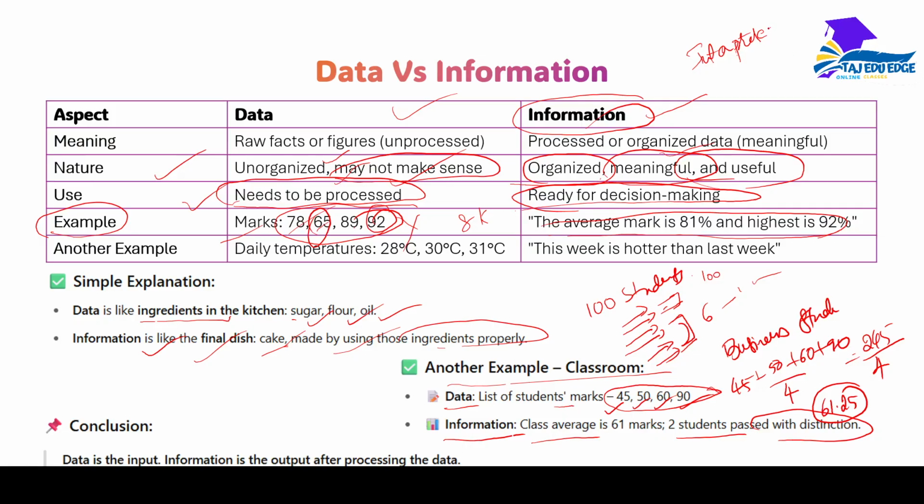Because sometimes in a few videos you may observe that they are using the word interpretation. So if you understand the vocabulary properly, then you can write it very well in the examination. Next, another example: daily temperature. Let's say 28 degrees Celsius, 30 degrees Celsius, 31 degrees Celsius. This week is hotter than last week. This is how we are comparing.